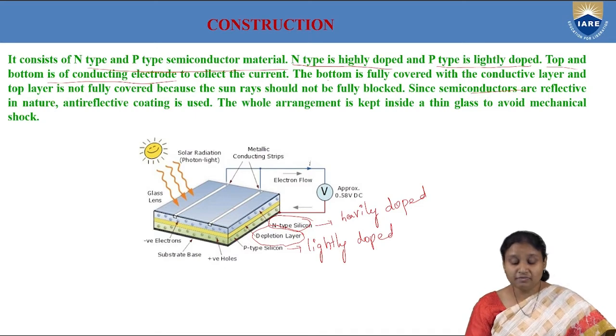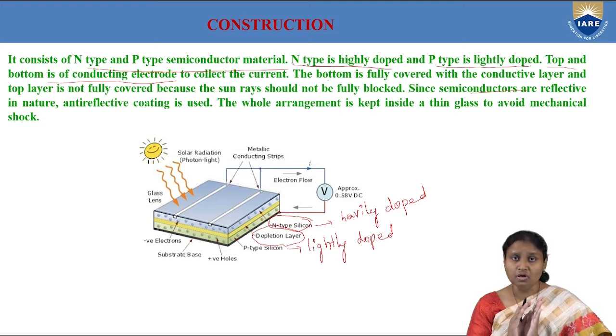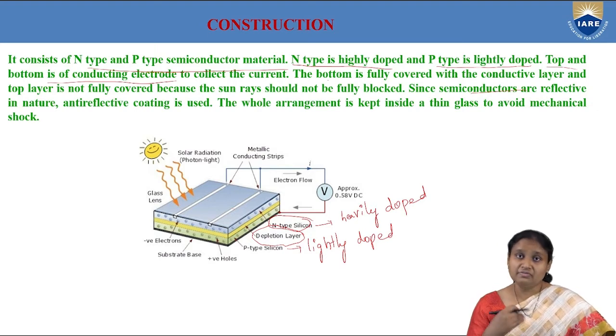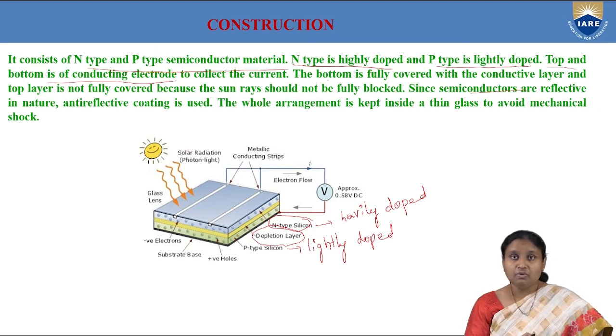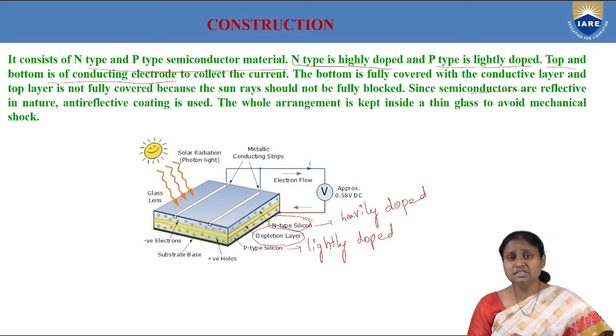So that's why, apart from just the conductive coating, we have to go for an anti-reflective coating also, so that whatever sunlight falls on this PN junction diode can enter and won't get reflected back. And what we are going to do here is this whole arrangement. So what is our whole arrangement?